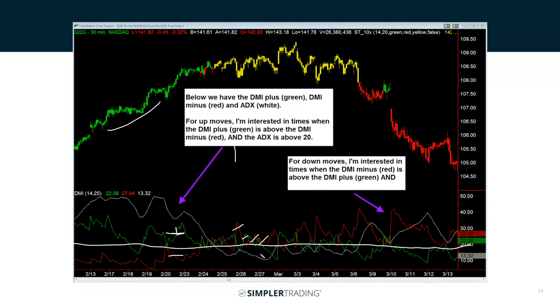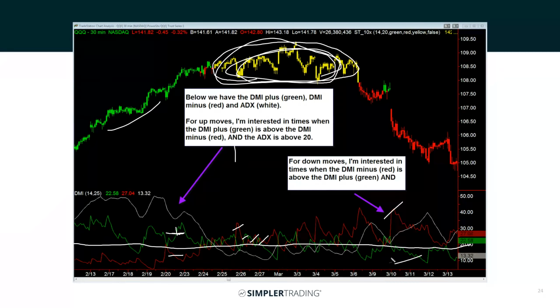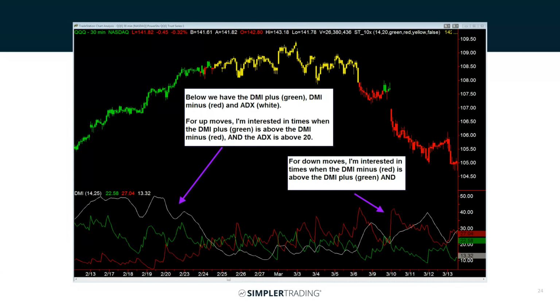It doesn't matter because the ADX is below 20. That means this is chop hell. You want to stay out of it. You can sell premium, but don't do directional trades in that unless you like banging your head against your desk repeatedly. And then over here, for down moves, I want to see DMI minus above DMI plus, and ADX above 20. So that's how the math works for that.